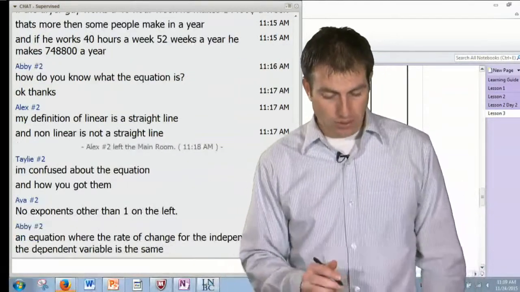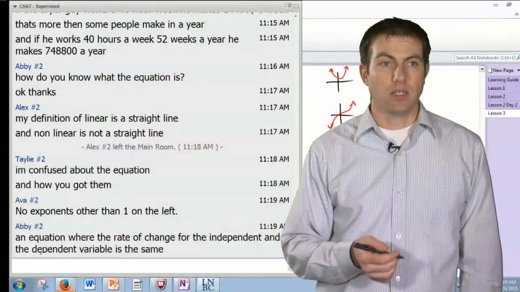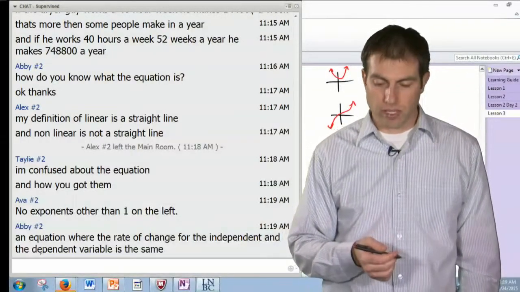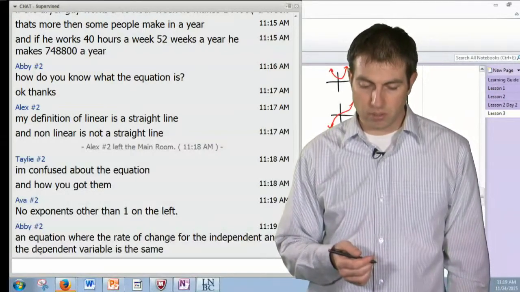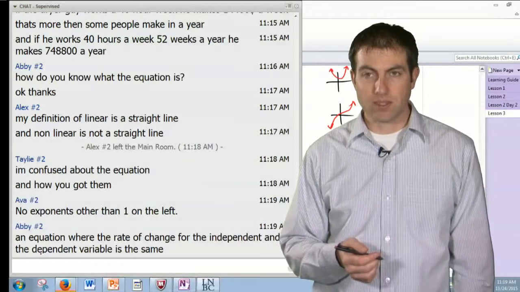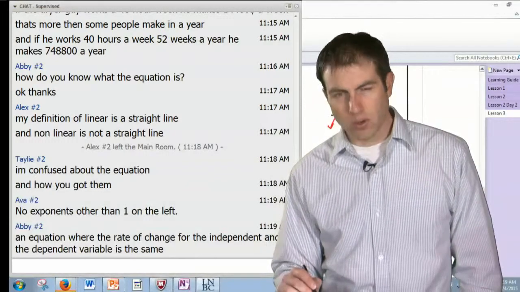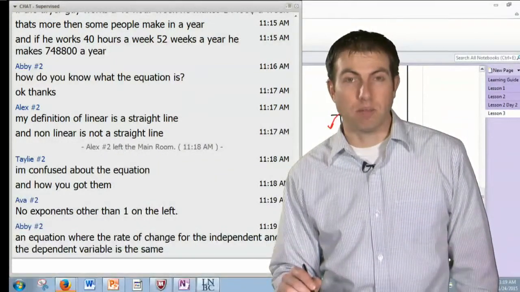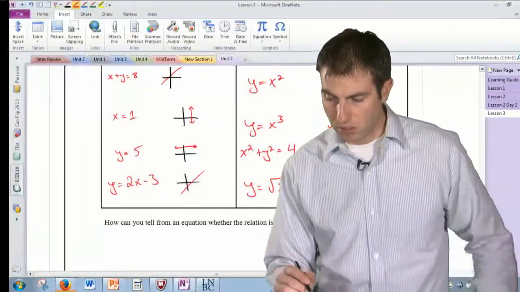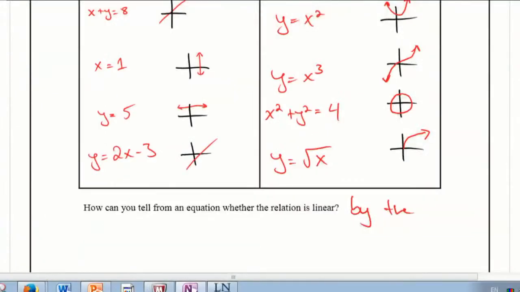So Ava's saying there's no exponents other than one on the left, which is a great point. Any equation where the rate of change for the independent and dependent variable is the same. So that's true, we're talking about rate of change, but I don't know if, when you say they're the same, that kind of implies that they're both identical, which is gonna be a bit of a problem. So what we're gonna go is by the exponents, which was, I think, what Ava mentioned.